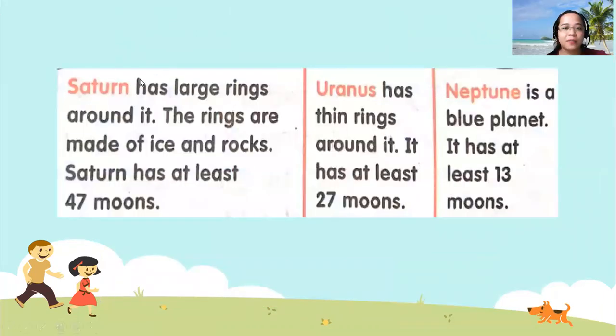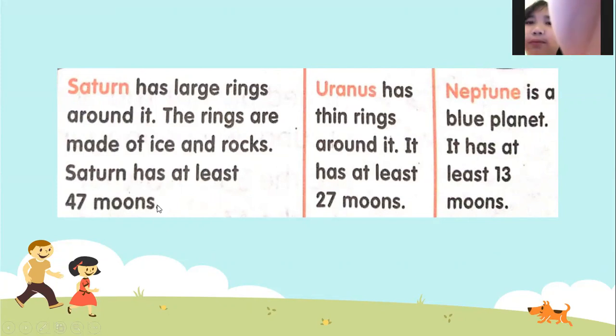Next you have Saturn. Saturn has large rings around it. The rings are made of ice and rocks. Saturn has at least 47 moons. Wow. Most of them got a lot of moons, but the Earth only has one moon. Then you have Uranus. It has thin rings around it, and it has at least 27 moons.